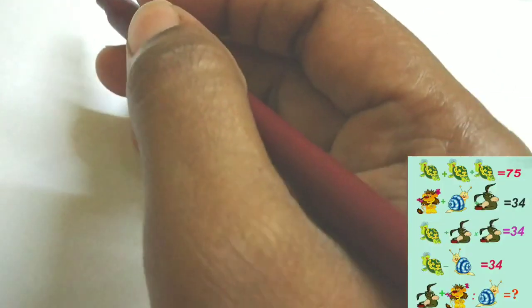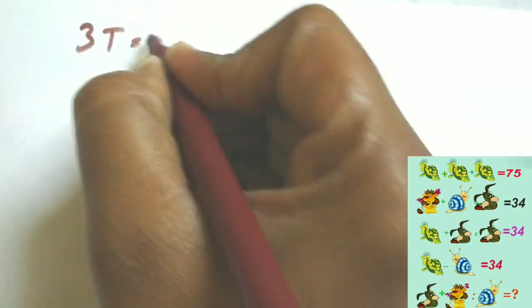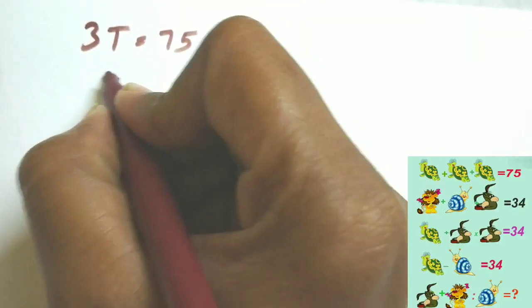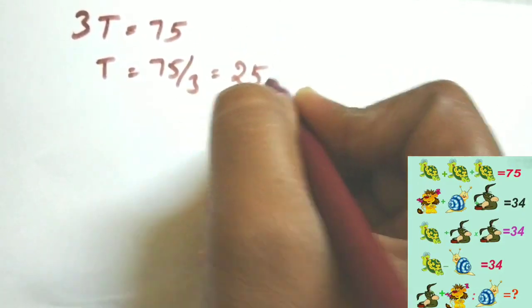The solution of the puzzle is, if you observe the diagram, in the first line, 3 tortoises are there. The sum of those 3 tortoises is equal to 75. So each tortoise is equal to 75 by 3, that is equal to 25. You will get tortoise value 25.